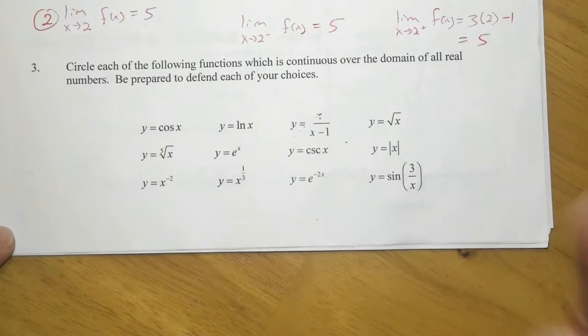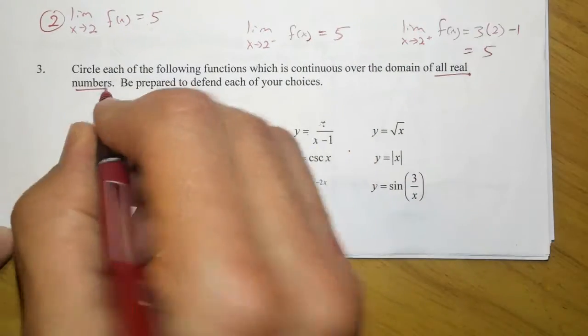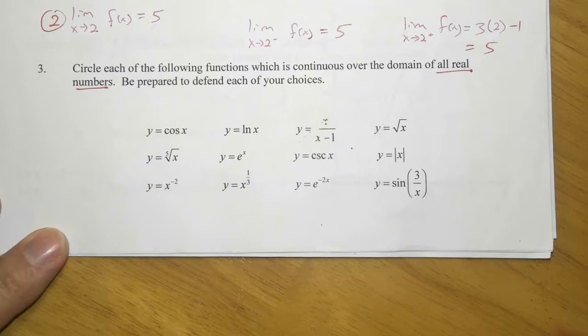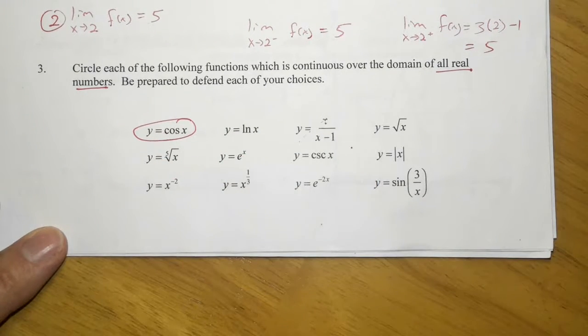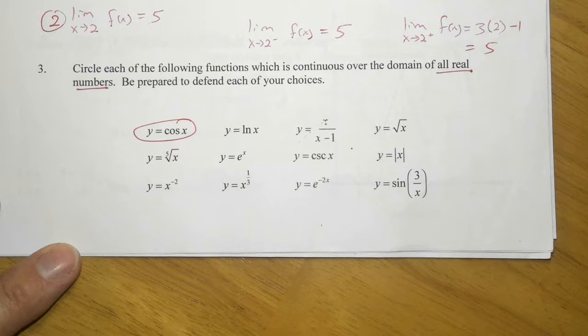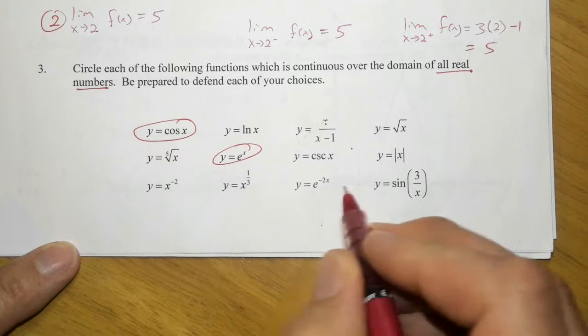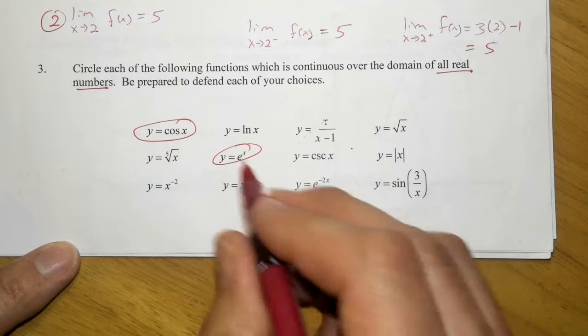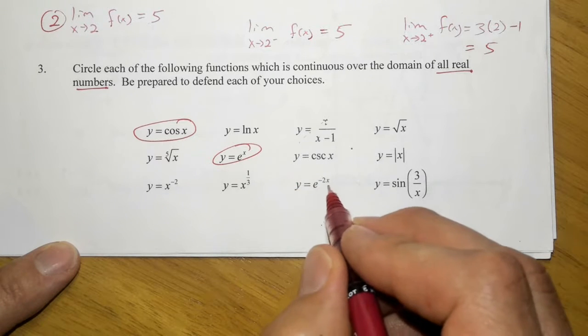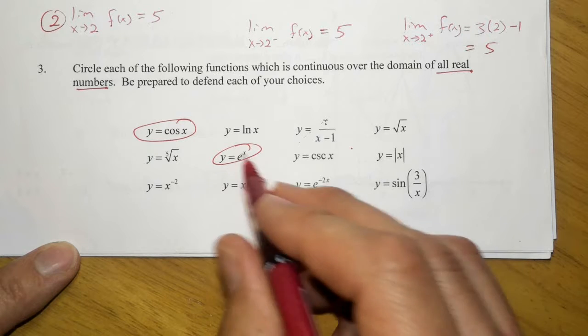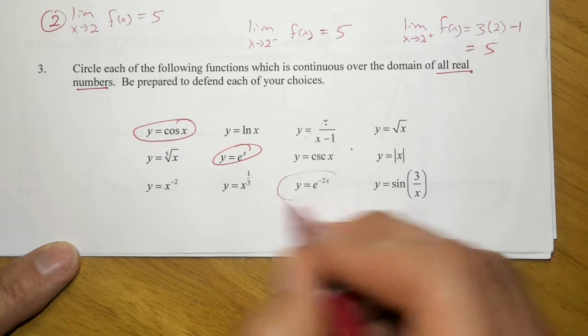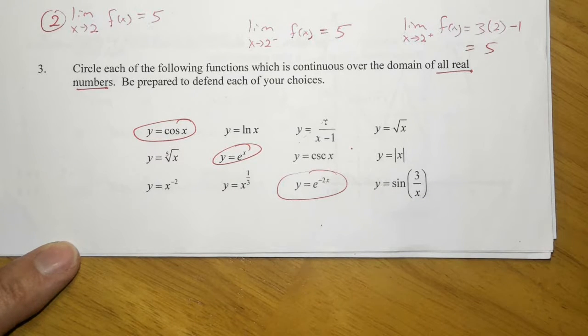Finally, with number 3, we have to circle the following functions which are continuous over the domain of all real numbers. All right, so what do we have here? Well, cosine, that's continuous over the domain of all real numbers, as is e to the x. Those two functions can be drawn without picking our pen up off the paper. In addition to that, e to the -2x. Whether the exponent is -2x or x, e is still going to be continuous. So that's another one that we can circle.